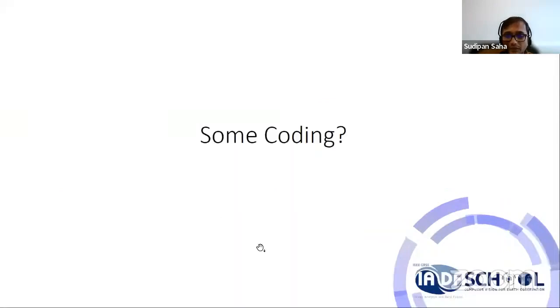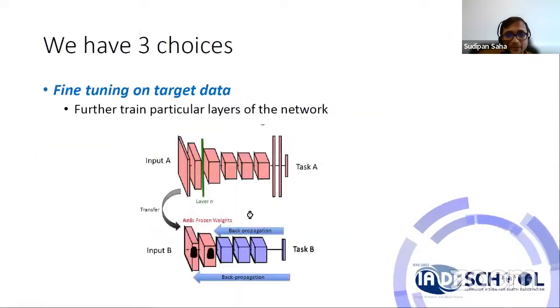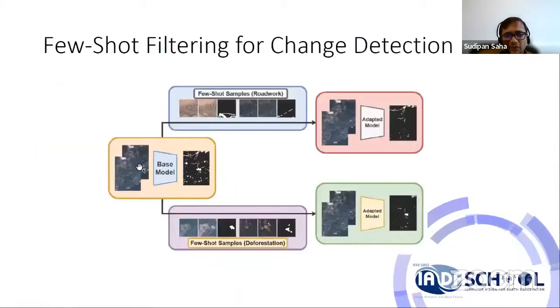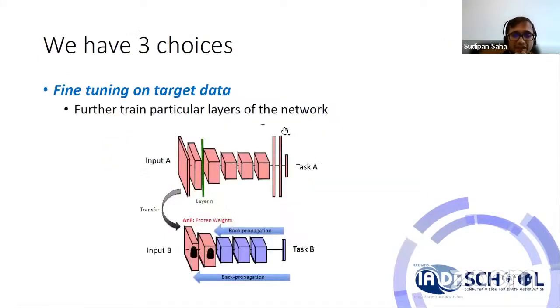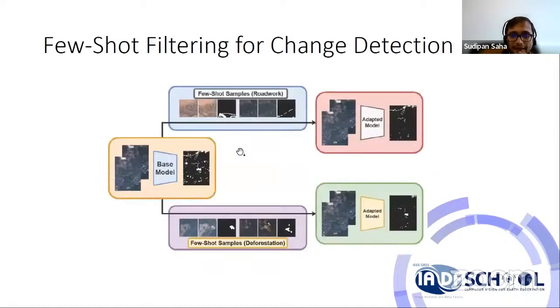I will rather go to the PPT version. You go back to this model and you fine-tune this for the road work, because road work is the only one kind of change that you are interested in. You are not interested in the other kinds of changes, and you get an adapted model which only gives you road work. Similarly, it could be for deforestation, let's say.